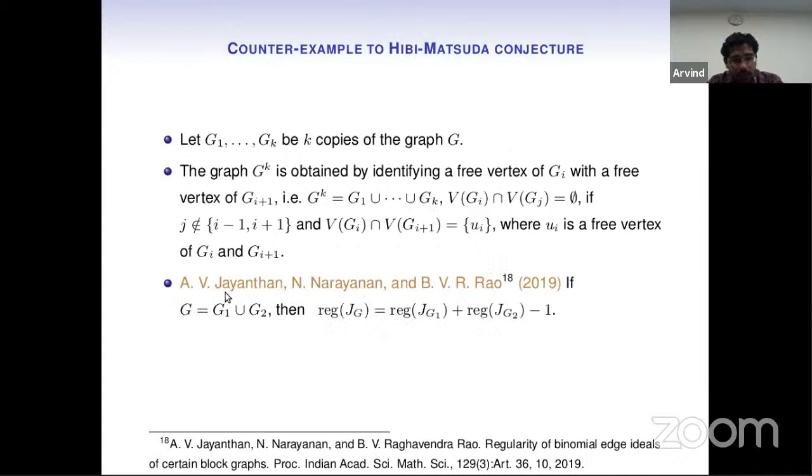By the result of Jayanthan, Narayanan and Rao, if G is obtained in this way, like G is the union of G1 and G2, where this graph is obtained by identifying a free vertex of G1 with a free vertex of G2, then the regularity of J_G is the regularity of J_G1 plus the regularity of J_G2 minus 1. So if you use this result k minus 1 times, we get that the regularity of this graph G_k is 6k plus 1.